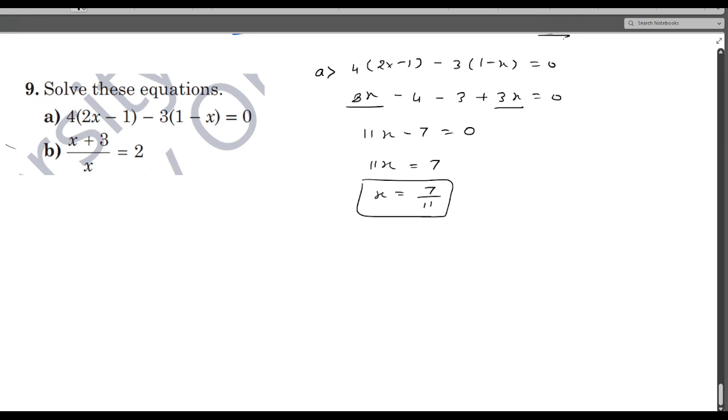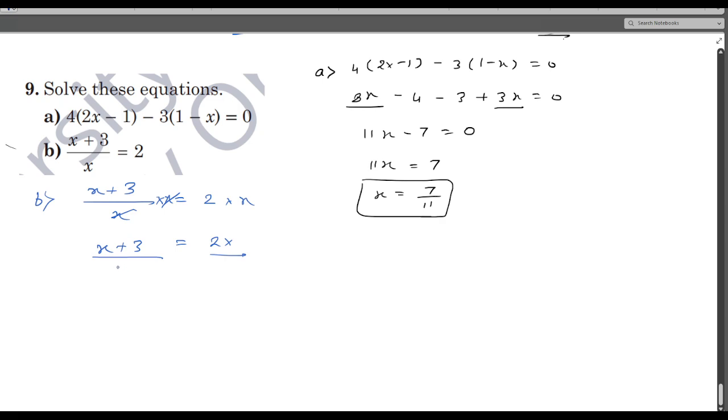Okay, now this question B is (x plus 3) divided by x is equal to 2. Okay, better we multiply both the sides by x. So it is x plus 3 is equal to 2x. I am multiplying both the sides by x. So when I am multiplying by x both the sides, what happens? This x cancels and x plus 3 becomes 2x.